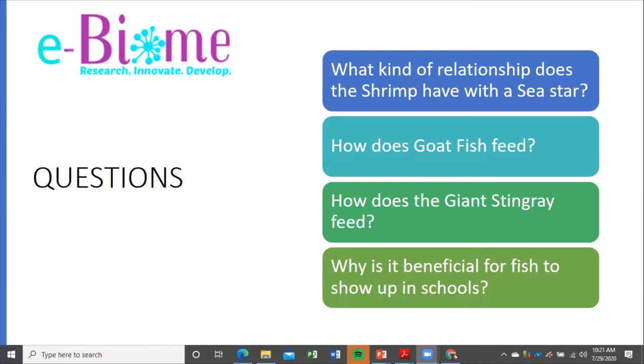Yeah, it's because, you know how sardines are in these big, big packs? Well, it's to decrease the chance of a specific sardine being targeted. Since there's so many, one specific sardine or a few won't be targeted. And they can make certain maneuvers and patterns to avoid getting killed.